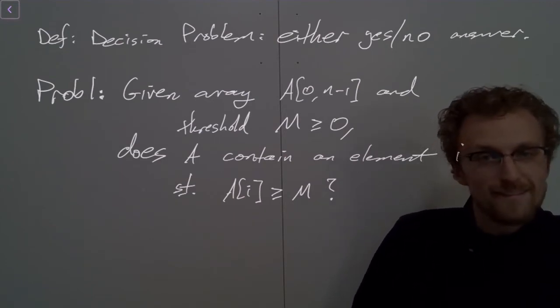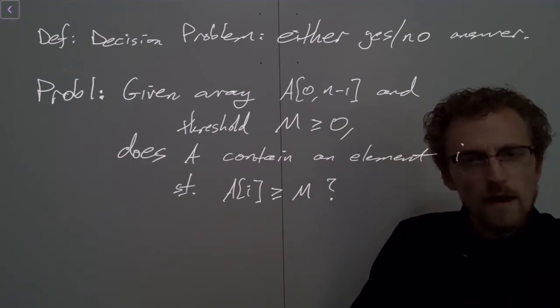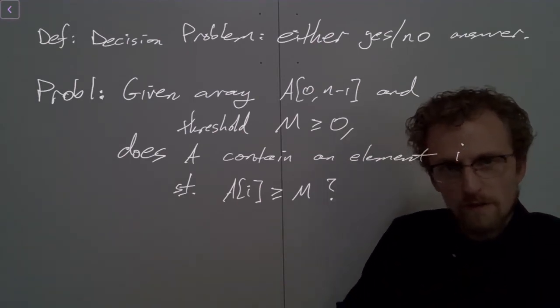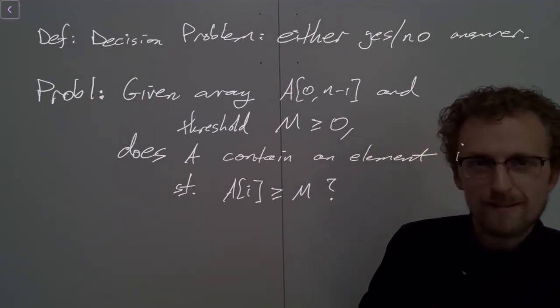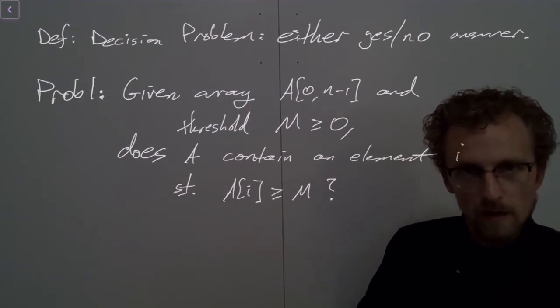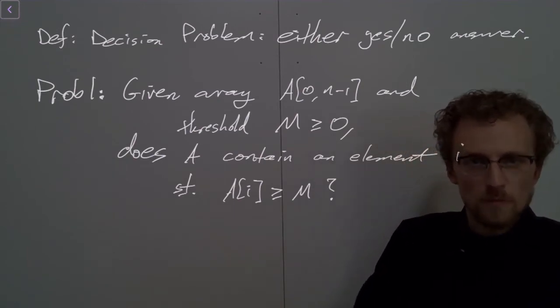Either it does or it doesn't, right? There's no ambiguity. There's no way that we could be like, there is no answer to this question, right? If I give you an array of numbers and a number, you can check to see if there's an element in that array greater than or equal to that number, right? Done. Okay, so here's an example of a decision problem.